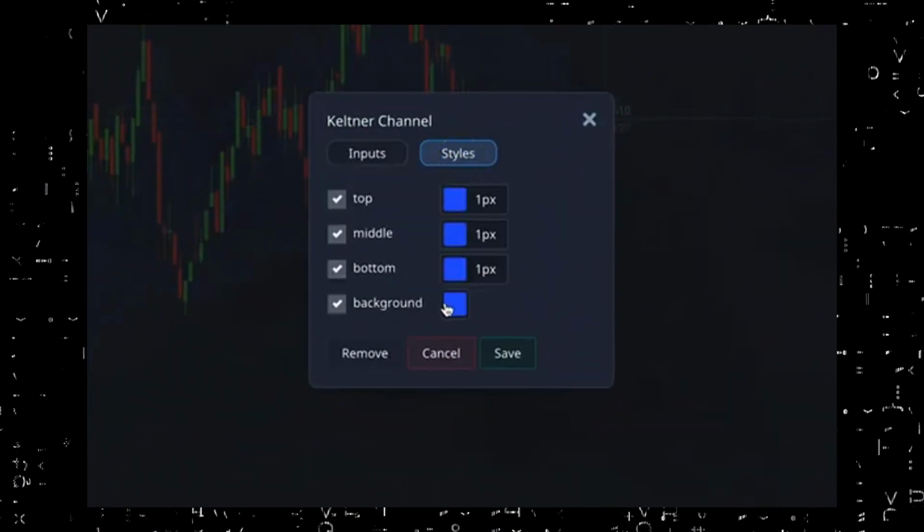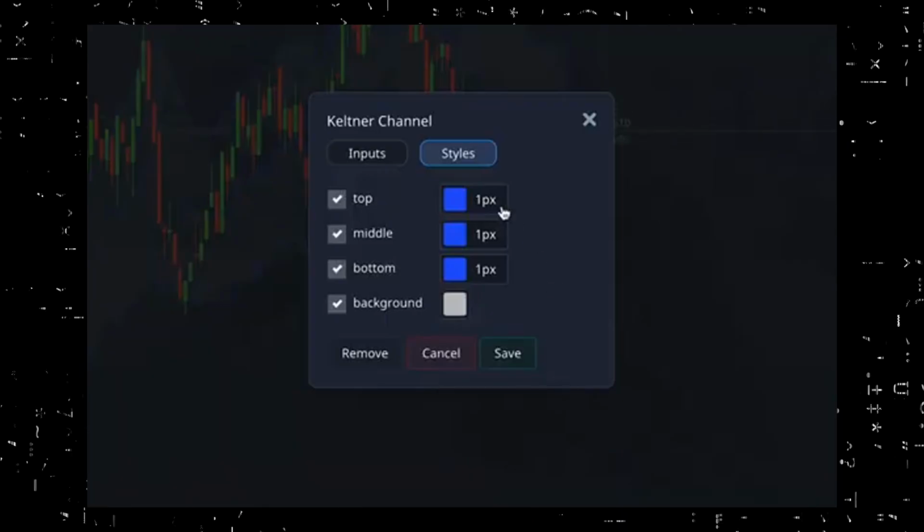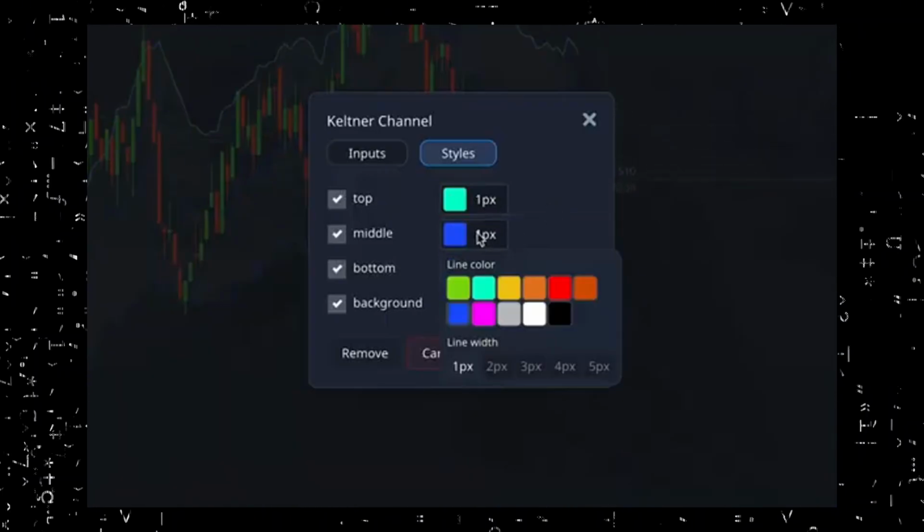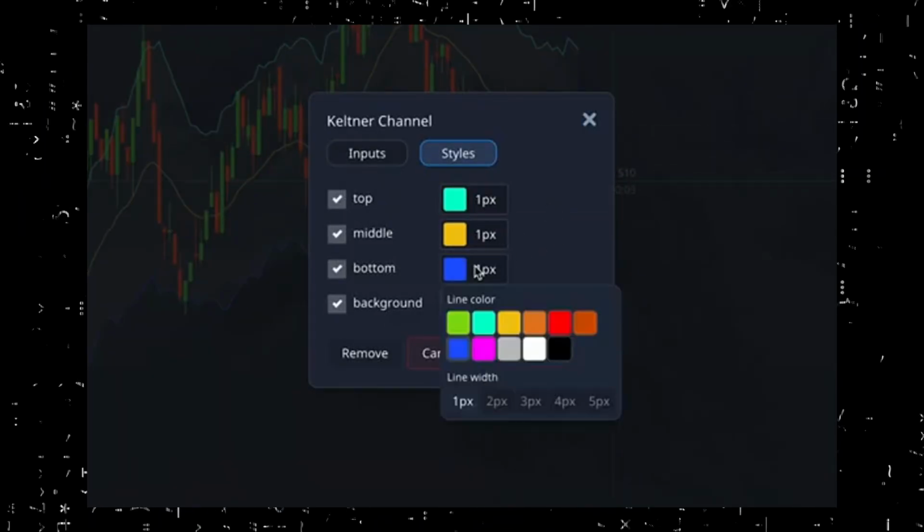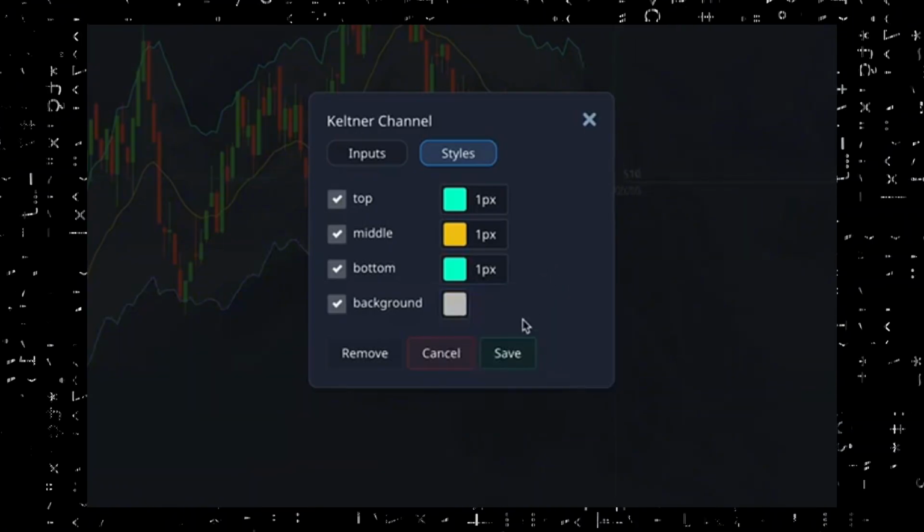Go to the style, make background gray color. Make the top line turquoise color. The middle line is yellow color, and the bottom line is turquoise color. Save.